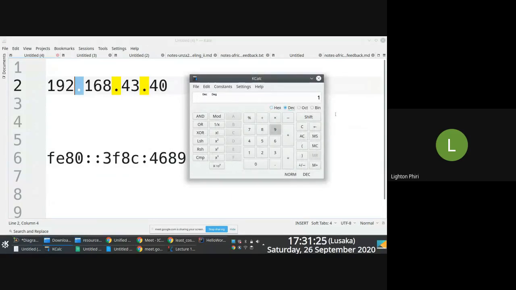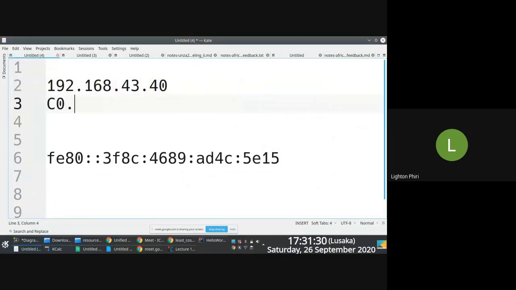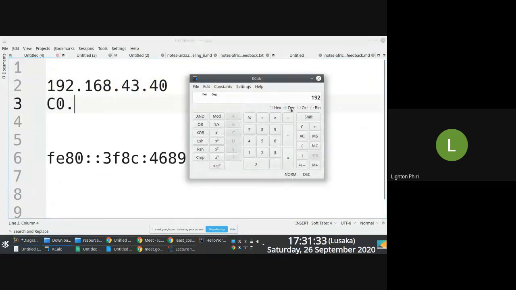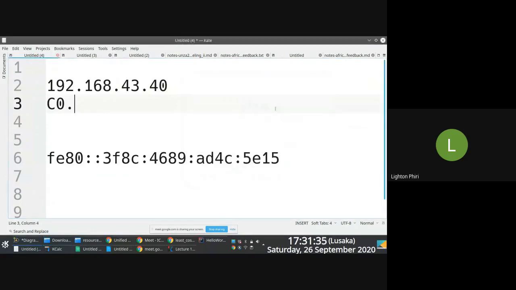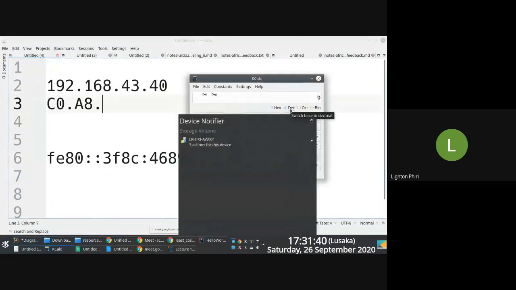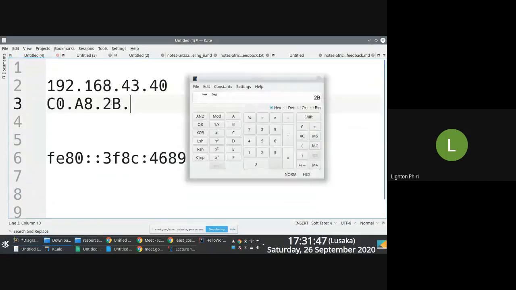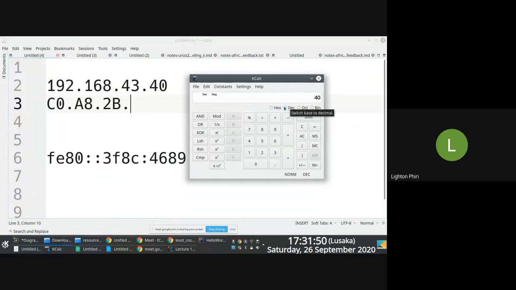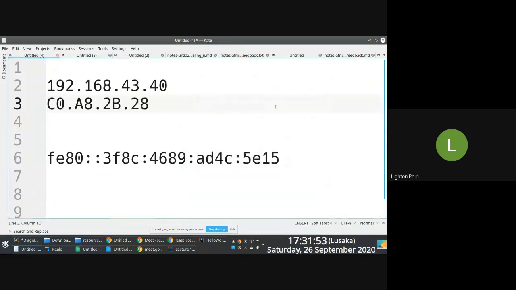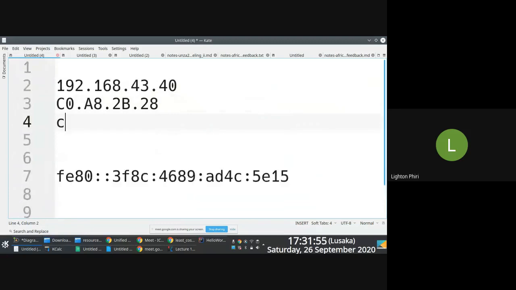So what you do is you convert 192 to hexadecimal. This would be C0 dot, you convert 168, which is A8 dot 43. Now I'm cheating. 43 in hexadecimal is 2B dot 40 in hexadecimal is going to be 28. So this would be your answer. And obviously, the other way of representing this answer is by using lowercase letters. Nobody cares, it's one and the same thing, 2B 28.